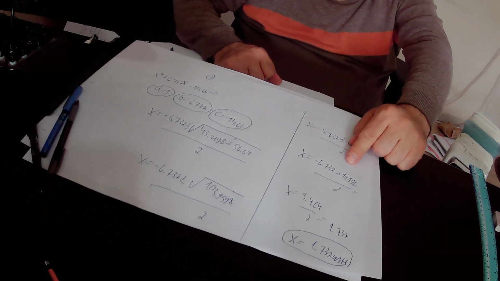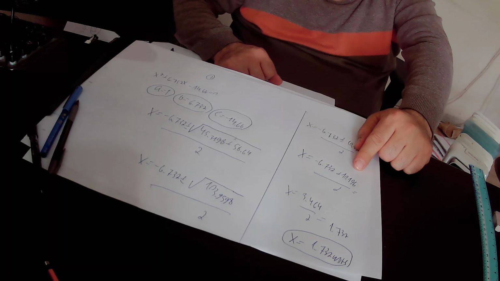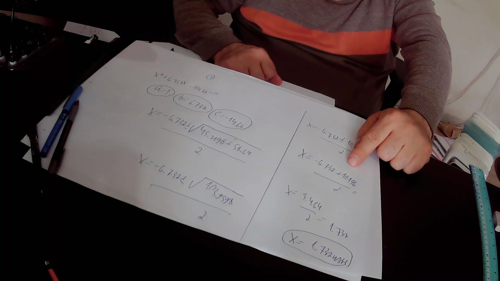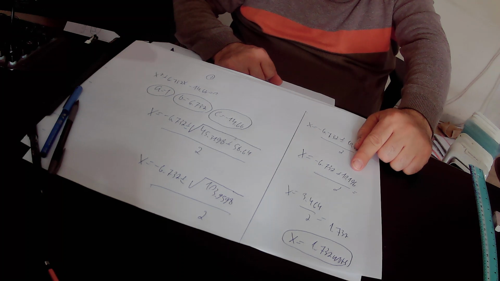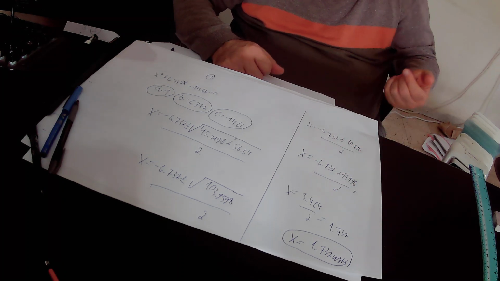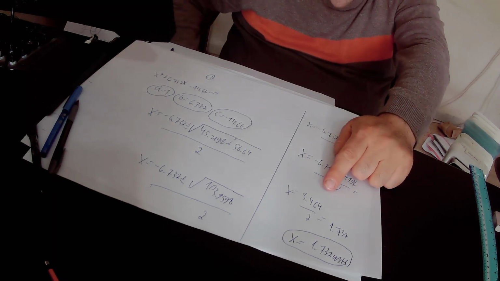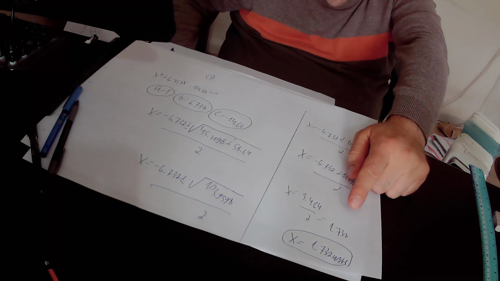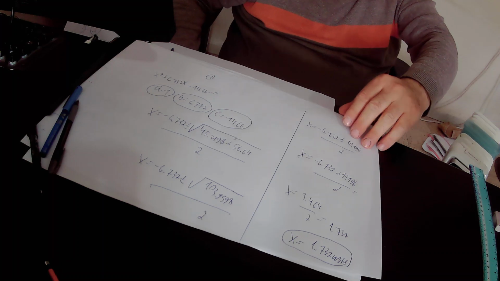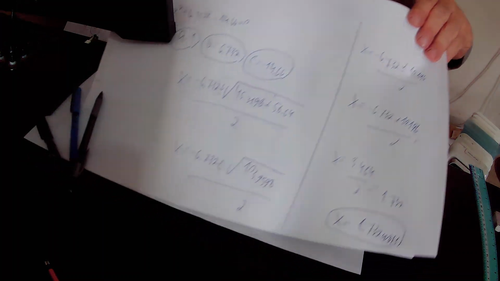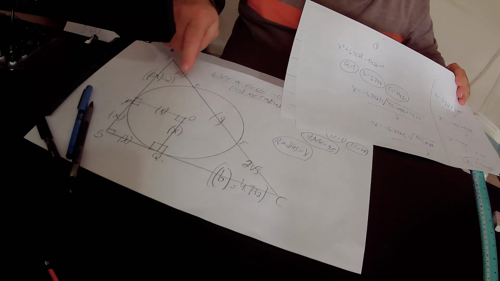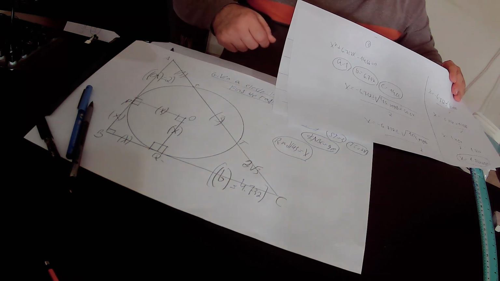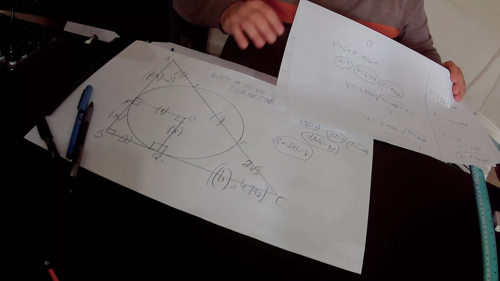Again, x equals minus 6.732 plus 10.196, that is 3.464, divided by 2. 3.464 divided by 2 is 1.732. So we found that the radius x of this circle equals 1.732 units. And that is the answer to the question.